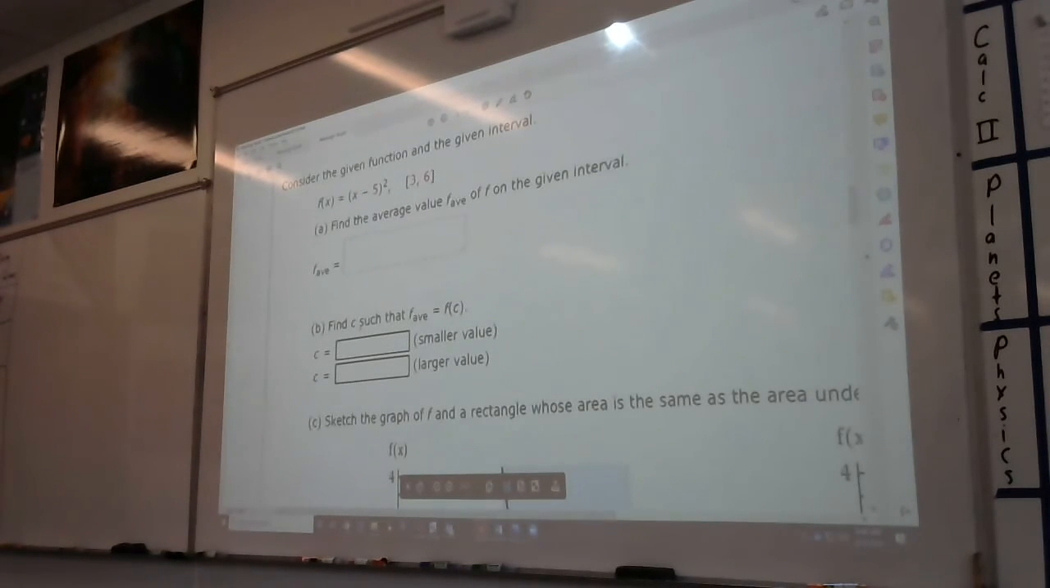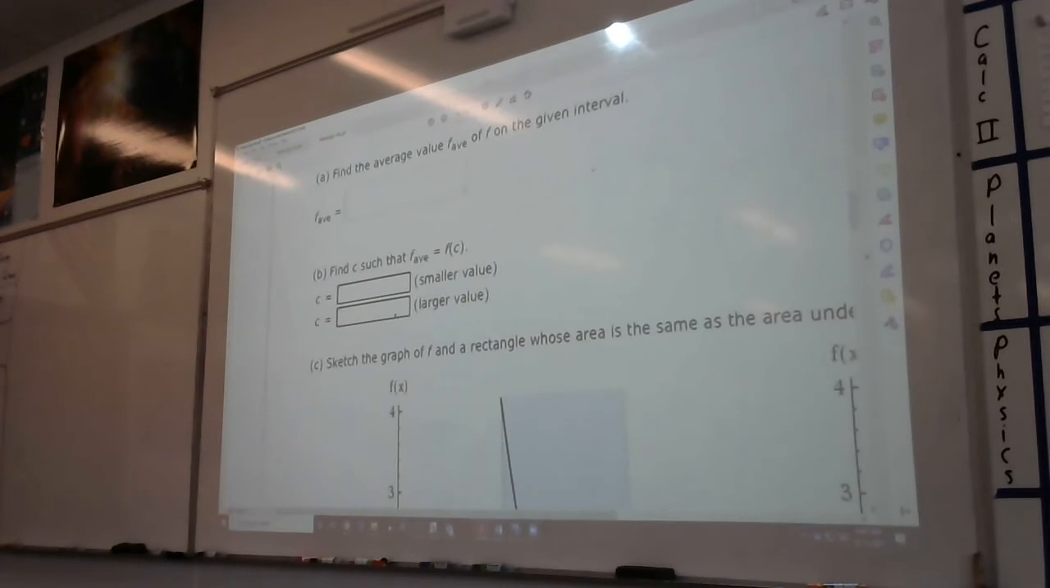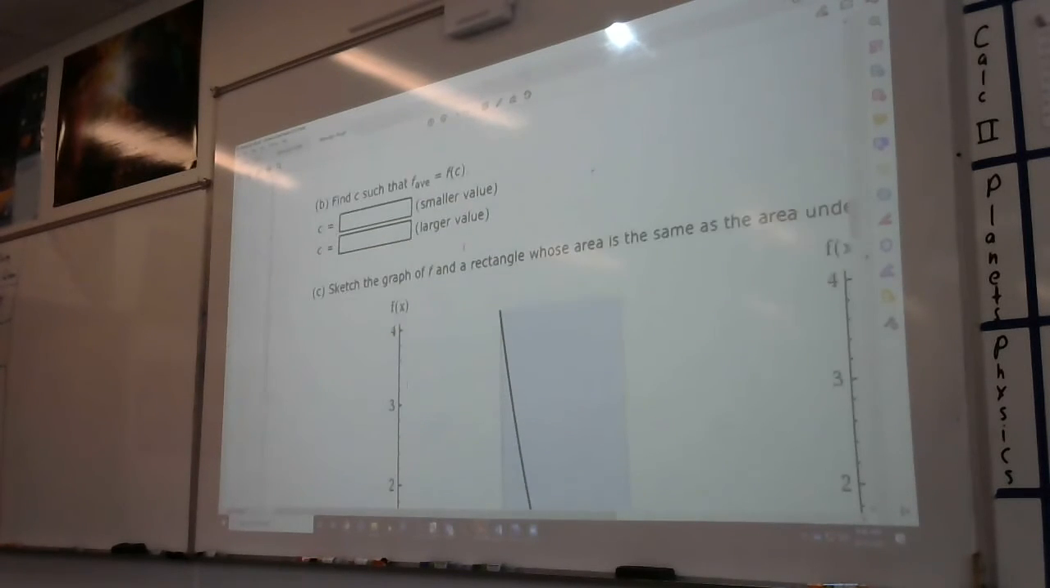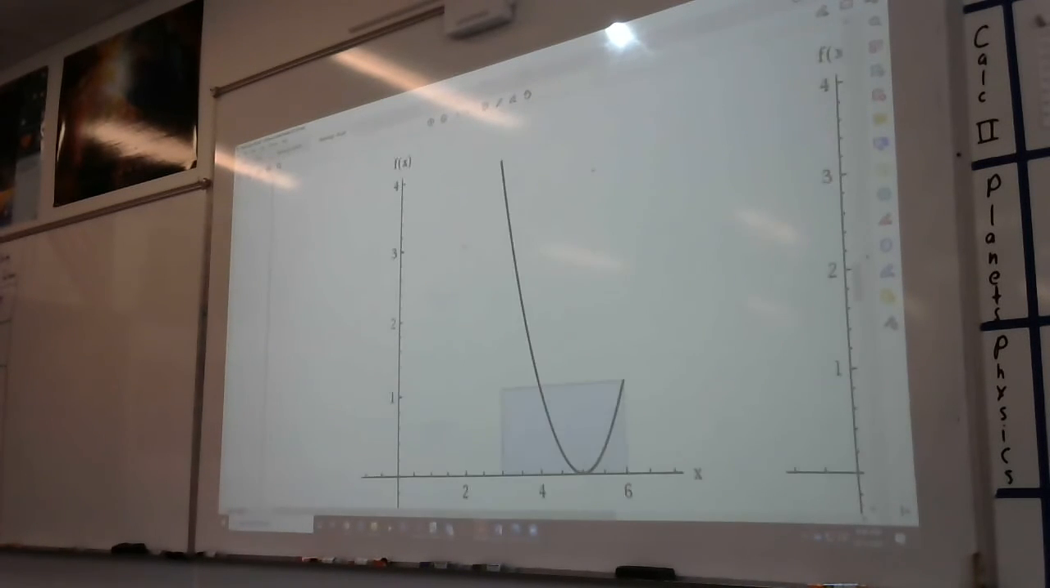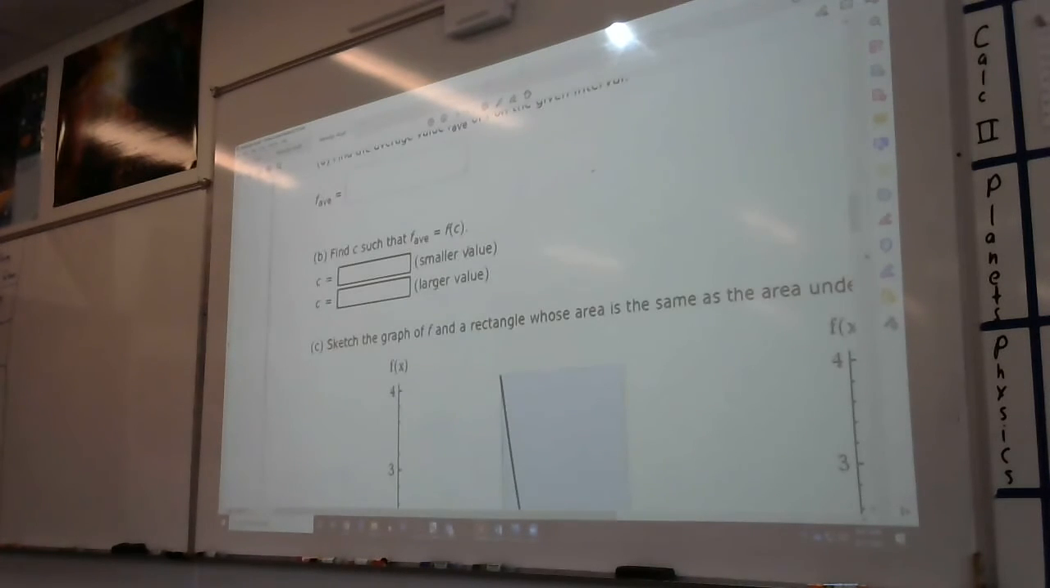Find the average value, find C such that F average equals F at C. Okay, so here they're saying, where is the function equal to the average value? So find a number so that the function's value there is the average. So where is it the average? I guess there's 2 of them. There's 2 places where it actually is the average. Does that make sense? So that's a way to make it harder.